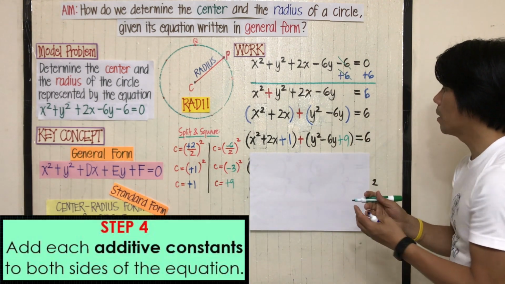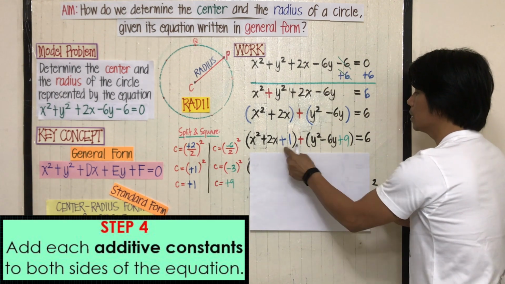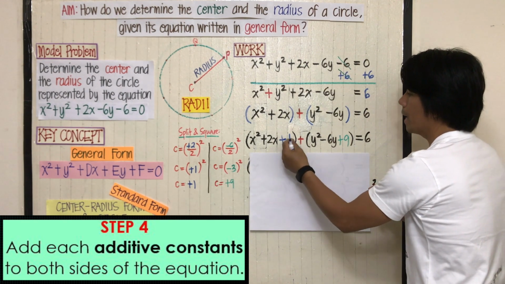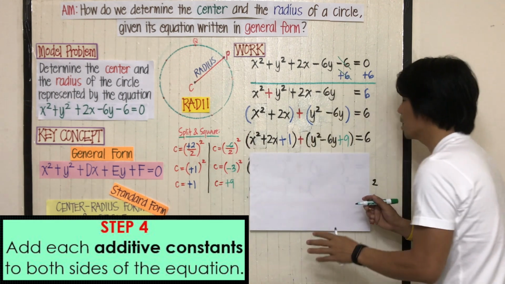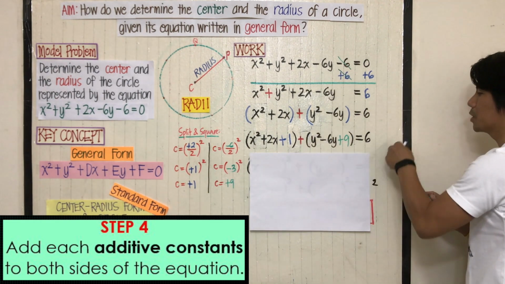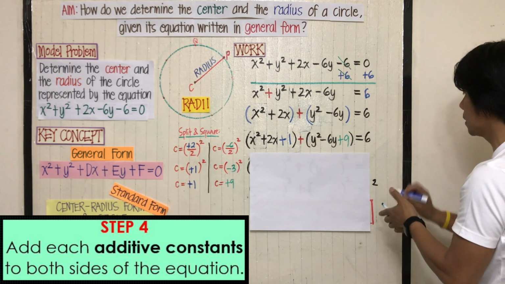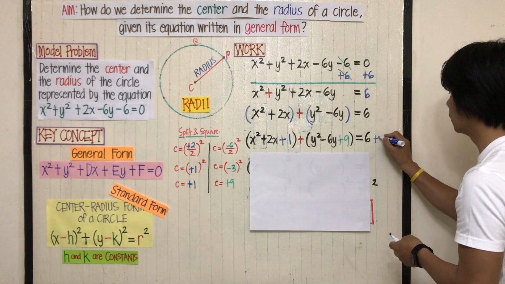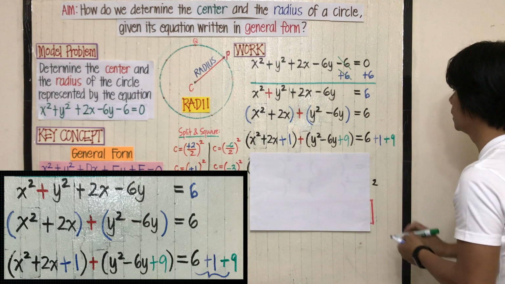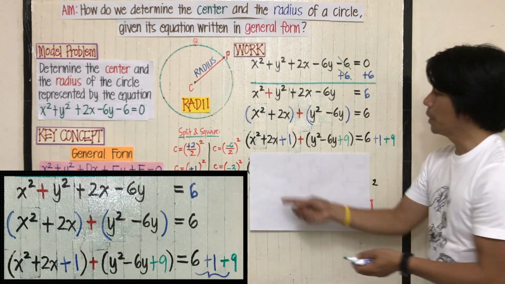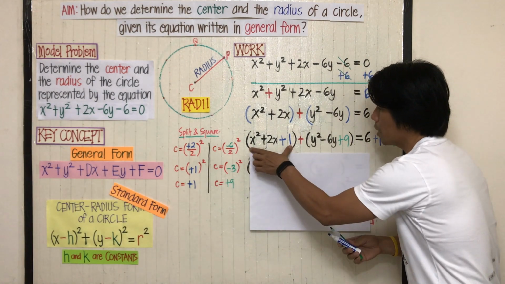Now, step 4 is to add all these numbers. So since you're adding 1 here and you're adding 9 on the left side of the equation, you have to add them also on the right side of the equation so that they would even out. Right, plus 9.